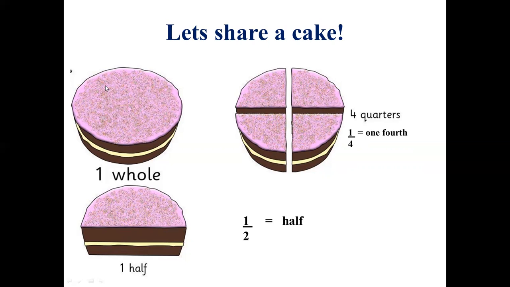For example, I want to divide this whole into half. That means 1 upon 2. 1 upon 2 is also known as half. That means the half of this whole.